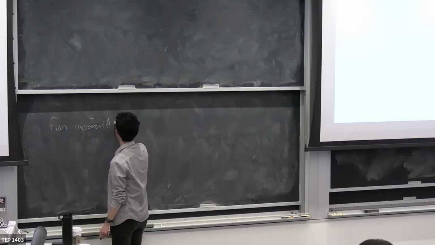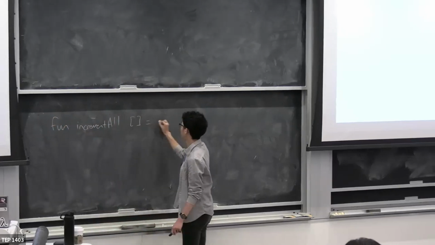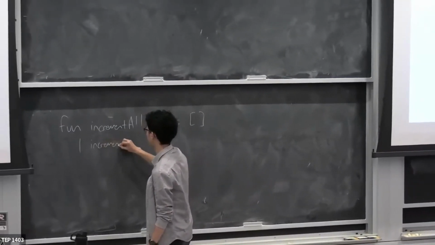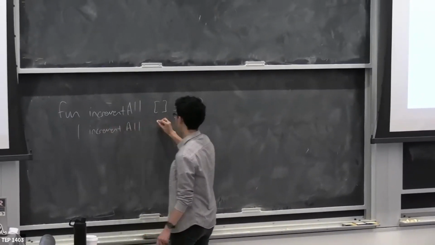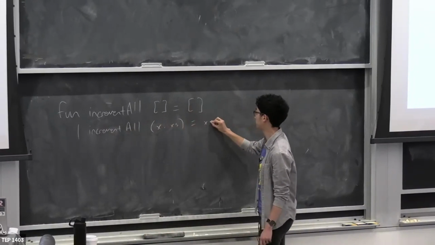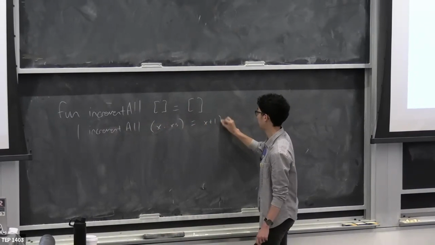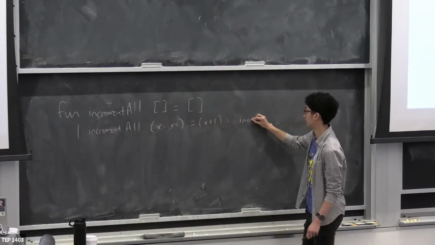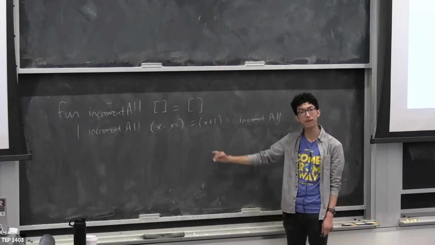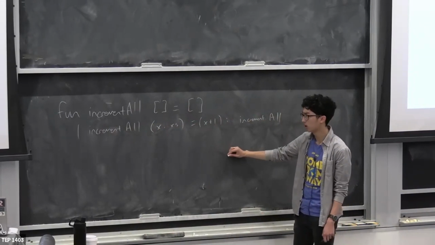Suppose I want a function that increments all of the numbers in a list, okay? And then, not to keep you in suspense, I'm currently defining that function for you. So if I had x cons x's, I would just equate that to x plus 1 cons onto increment all of x's. This is one function I could write, and this is a fairly reasonably common pattern.